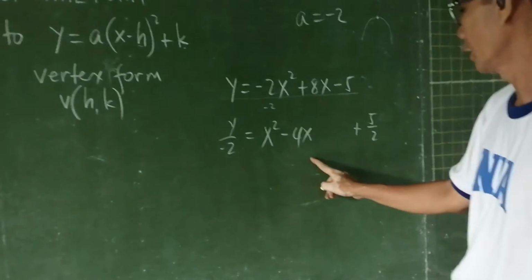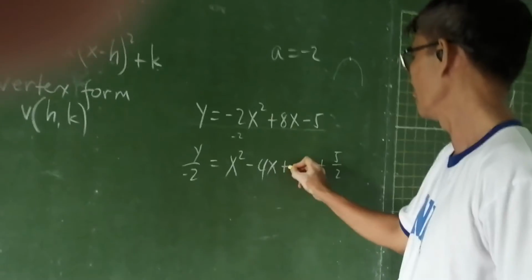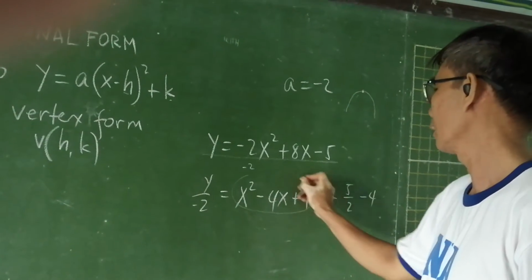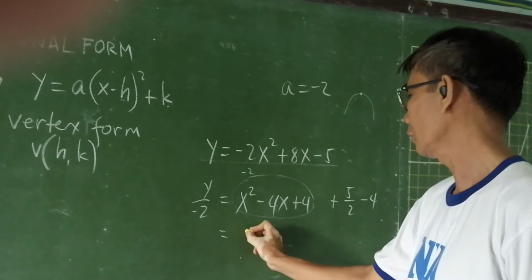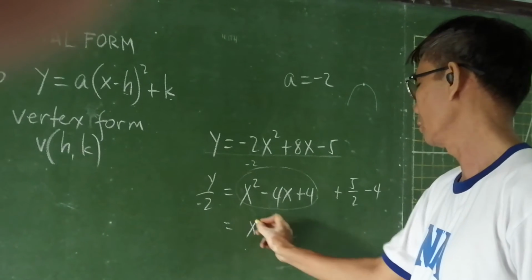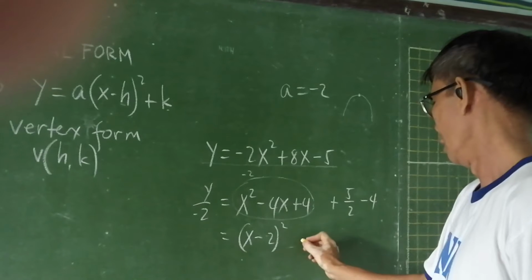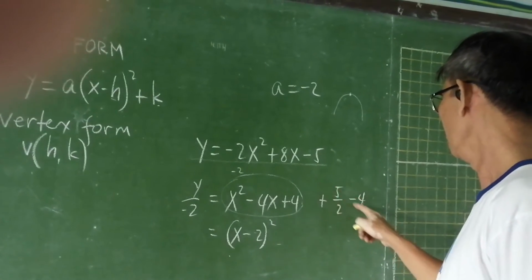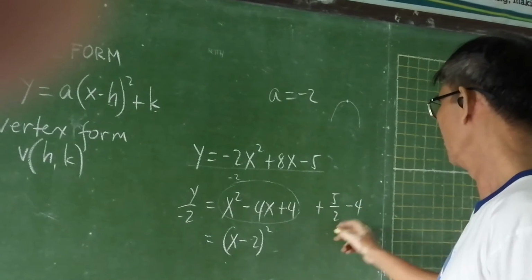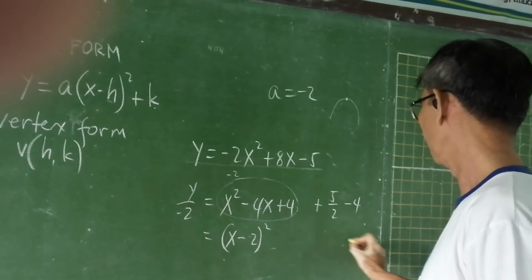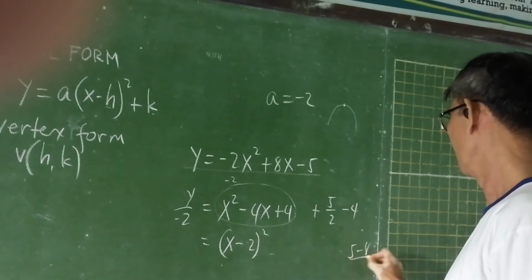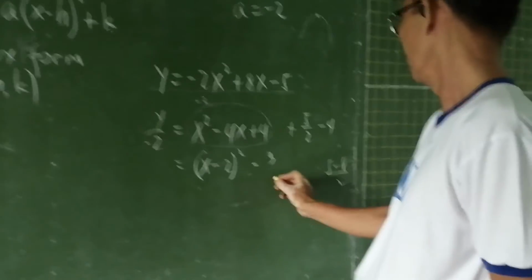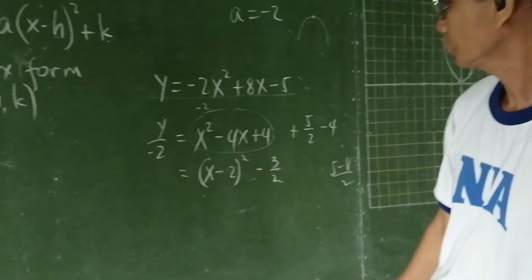Now let's complete the square again. You complete the square, so this is plus 4 and minus 4. So again, this is a perfect square. You just write that in factored form, x minus 2, quantity squared, and then you simplify that by cross multiplication. 5 times 1, 2 times 4, that will be 5 minus 8 over 2, or simply minus 3 over 2.